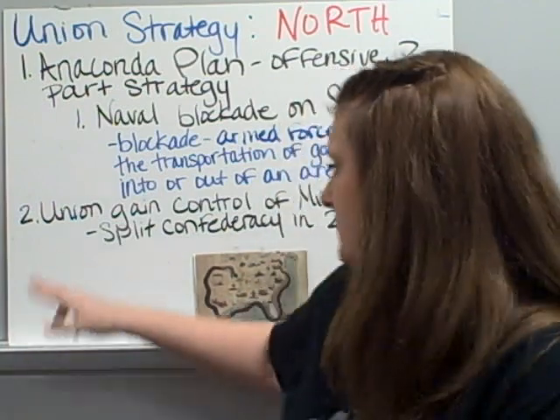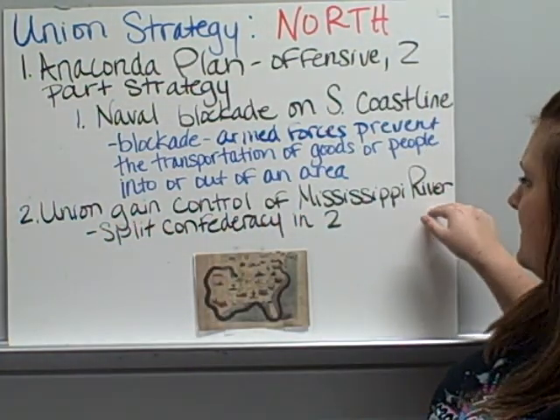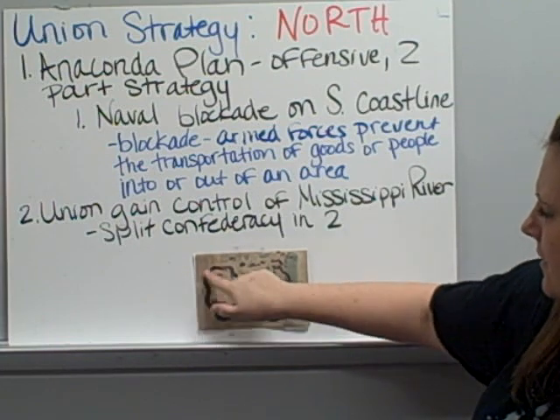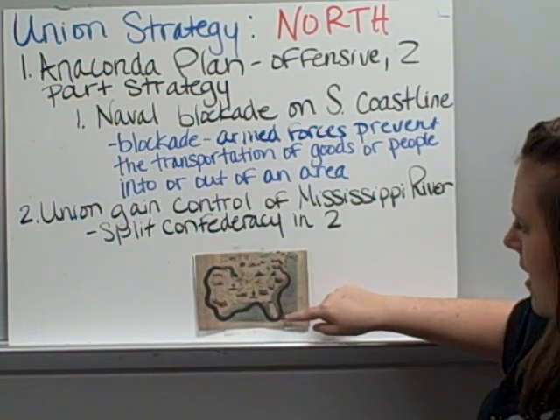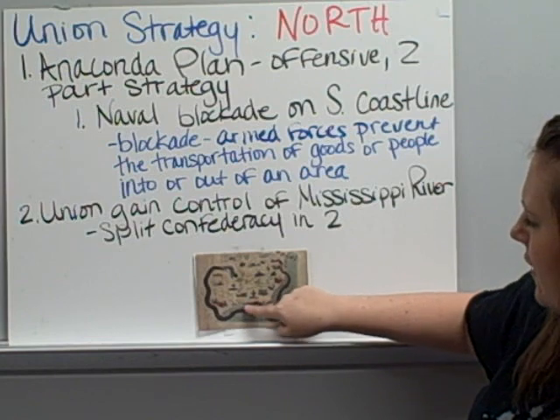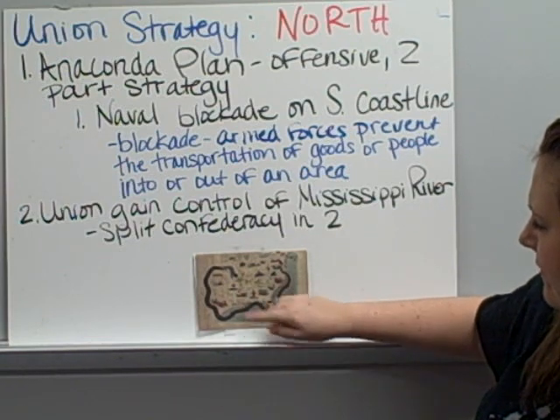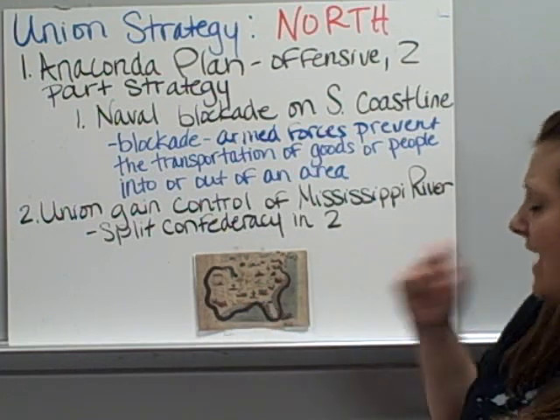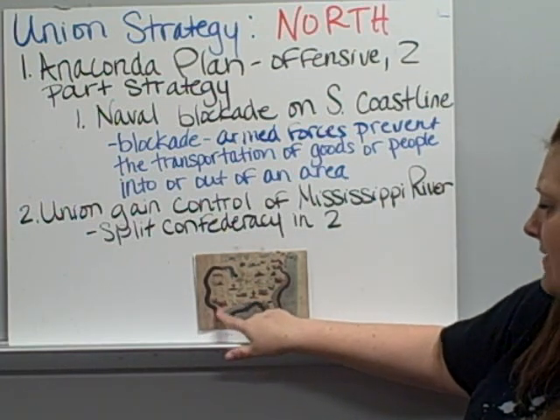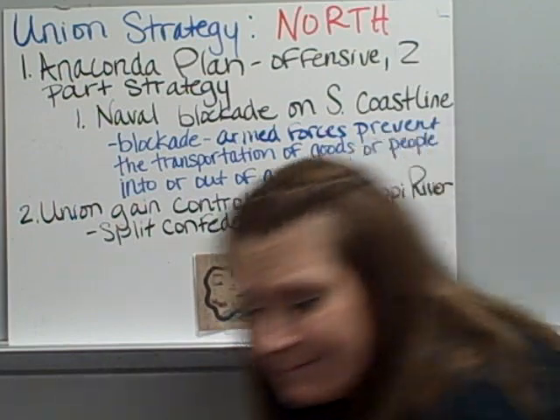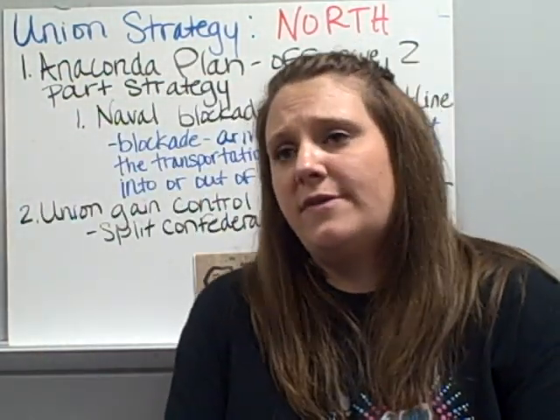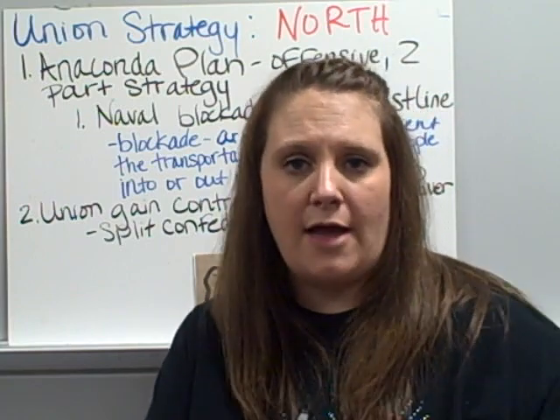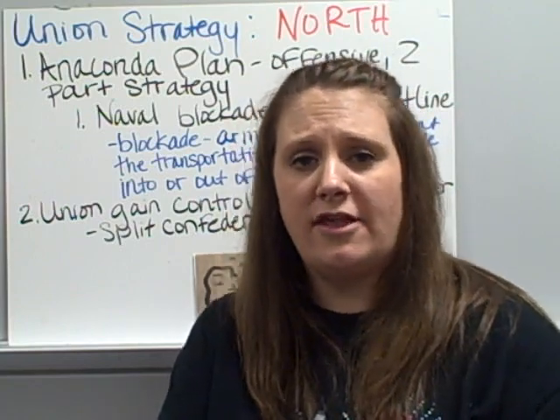The second part is going to be that the Union would gain control of the Mississippi River, thus splitting the Confederacy in two. Here's a picture of the Anaconda Plan. So they are going to block off the coast, and then they're going to come up the Mississippi River and block Texas, Louisiana, and Arkansas off from the rest. And Texas is valuable at this point because they've got Galveston, which is a port city. So Texas had been able to get goods in and out that some of the other states had not been able to, and then supply them to other southern states.